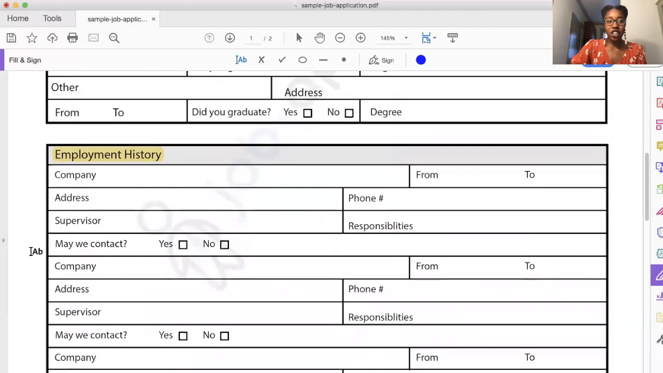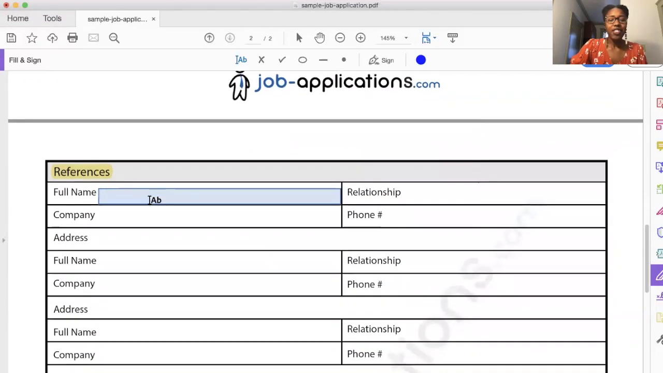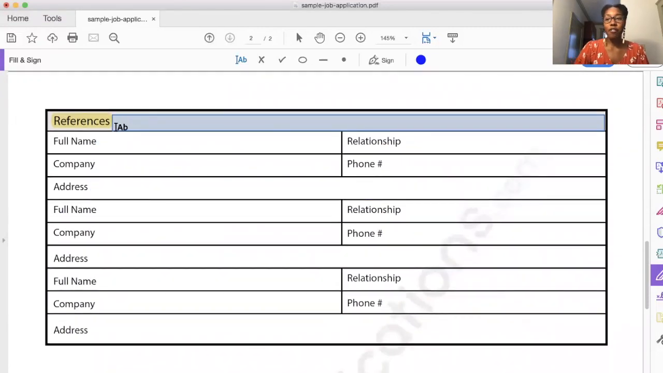The next section is employment history. Employment means work. So you have employment history or work history. The last section is references.